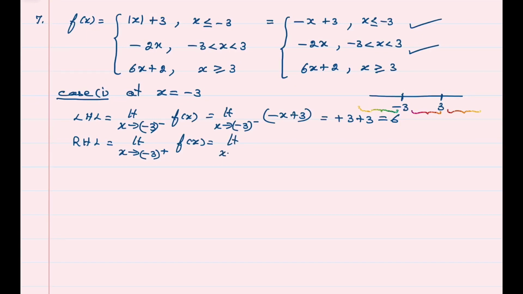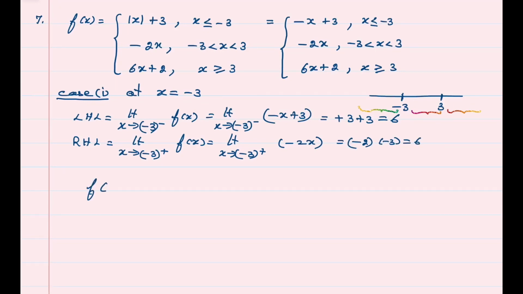Limit x tending to minus 3 plus, we have to use the greater than minus 3 definition, which is minus 2x. Polynomial, direct substitution of the limit value gives minus 2 times minus 3, which is 6.